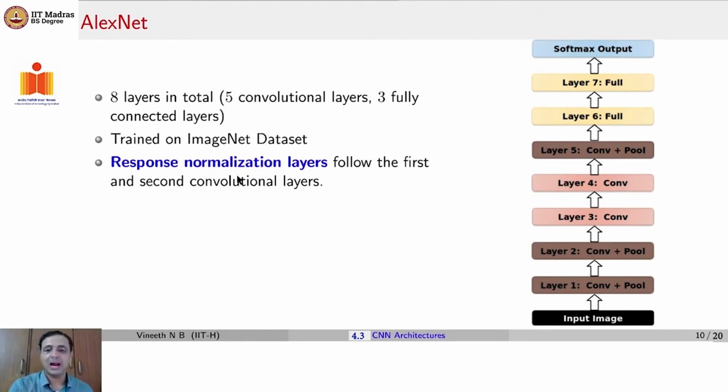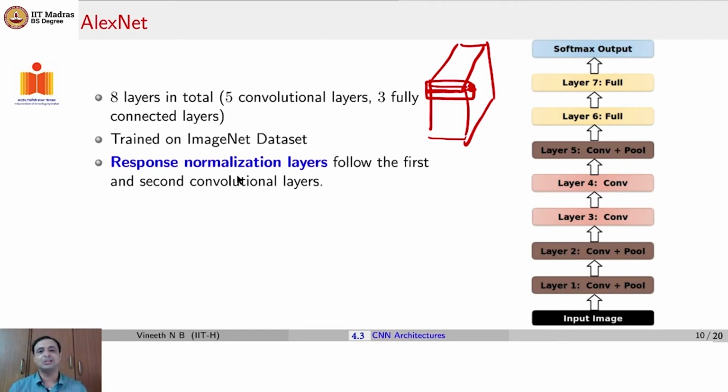For example, if you had a certain depth, you would then take a particular pixel location and go along the depth and normalize all the values along the depth at that particular spatial position. This was known as response normalization, and the authors argued that this would give an effect of what is known as lateral inhibition. So it would allow one of those to win over the other by getting a higher value in terms of the output after normalization and so on.